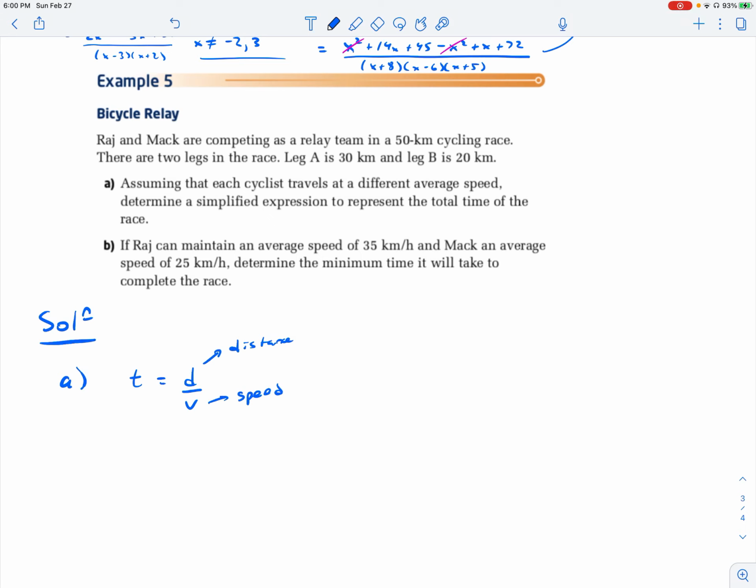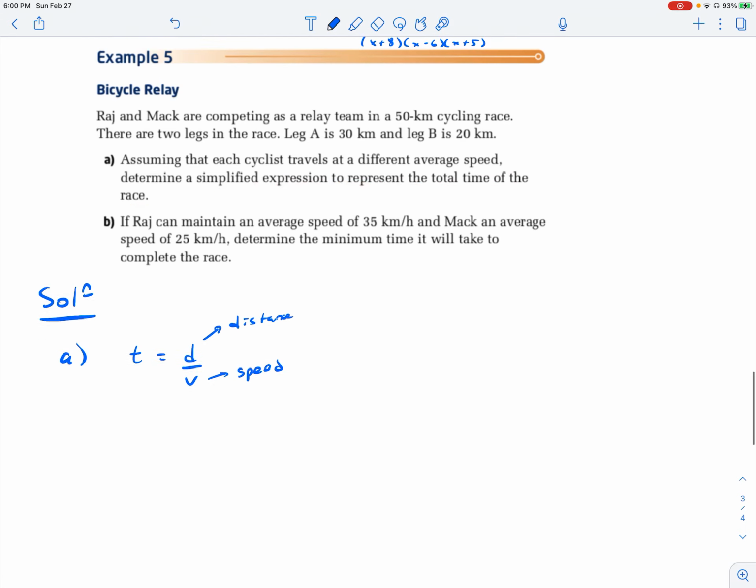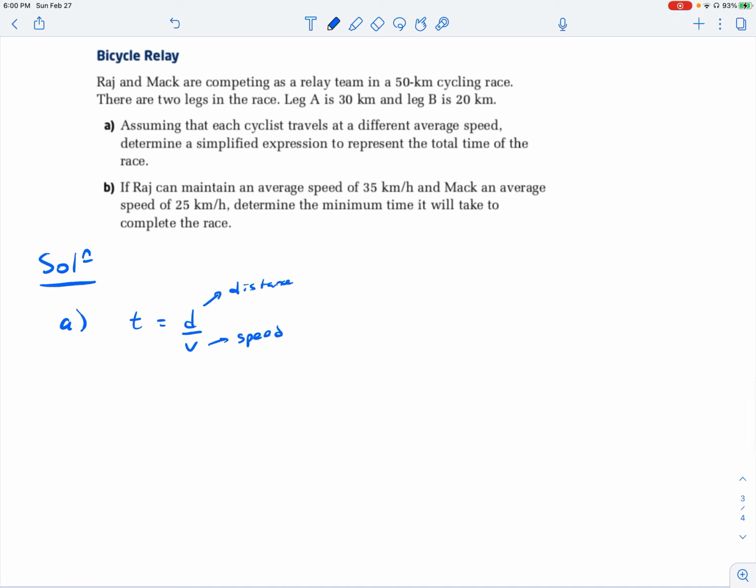Okay, so we're asked to write a simplified expression to represent the total time of the race. So we'll say time total equals time for leg A plus time for leg B. Leg A is 30, leg B is 20. They're each going to have their own times, and we just add them up to get the total.